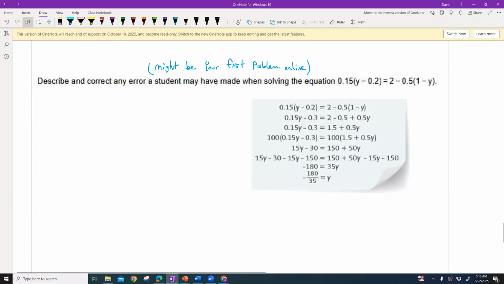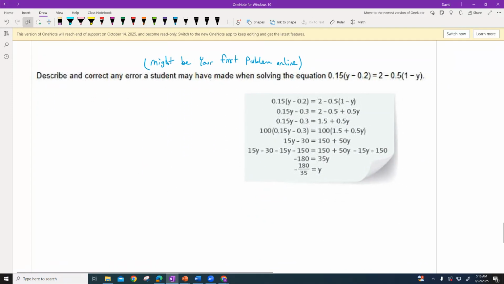I do know that a lot of kids struggled with this one, so this might be one of your first problems on this today. And they're telling you over here, it says, describe and correct any errors the students made when solving this equation. So this is not the answer. So somewhere they messed up over here. And what we're going to do is copy that problem up there as exact as it is written up there. It's very important because we got a whole lot of decimals up there.